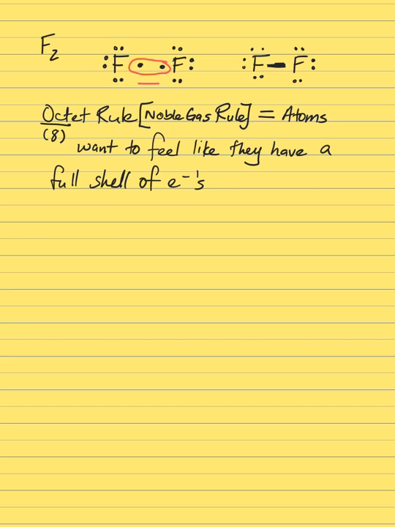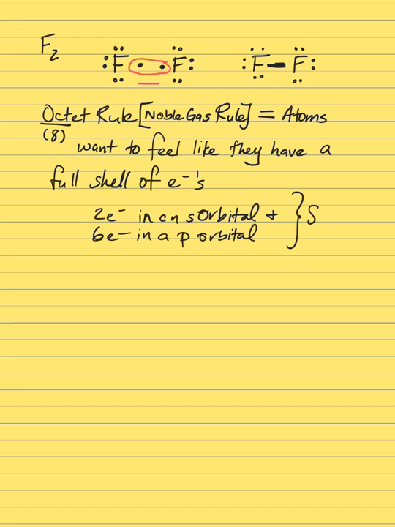gas. Well, it turns out that the noble gases have 2 electrons in an s orbital, and 6 electrons in a p orbital. And so together 2 and 6 make 8, and that's where we get the octet rule from. So generally speaking, when we make Lewis structures, we're going to look for each atom in the structure to feel like it has 8 electrons.